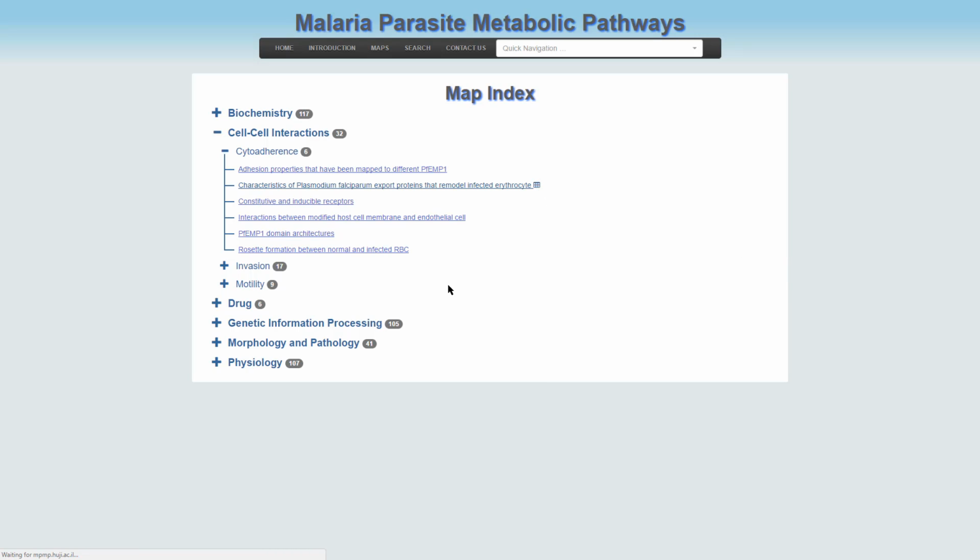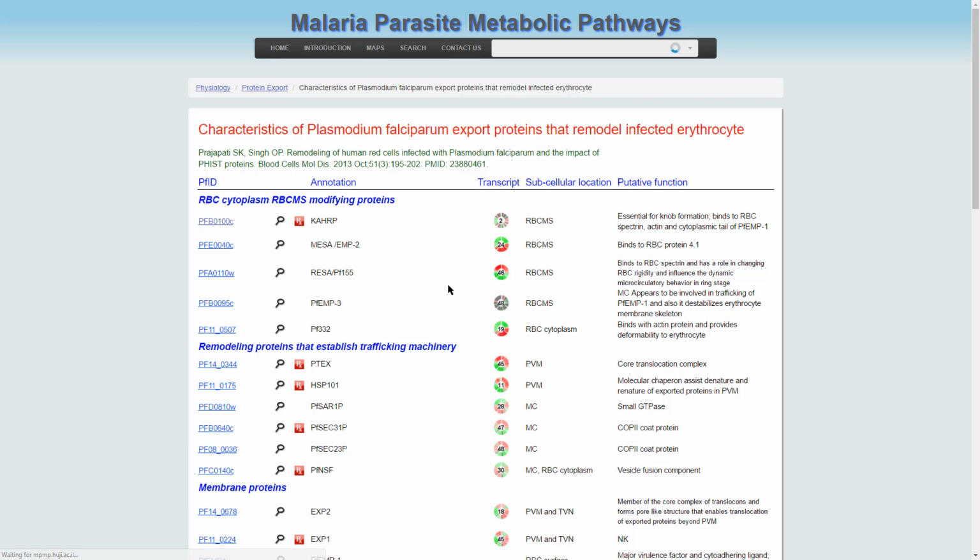table that displays all the proteins that are exported from the parasite and that remodel the infected erythrocyte. And some of them are, of course, also important for cytoadherence.